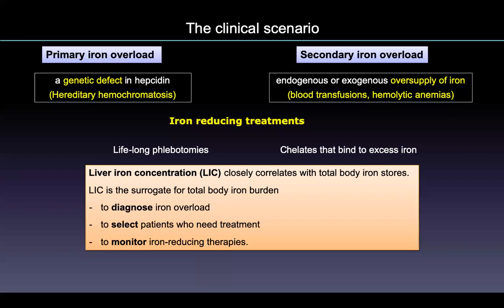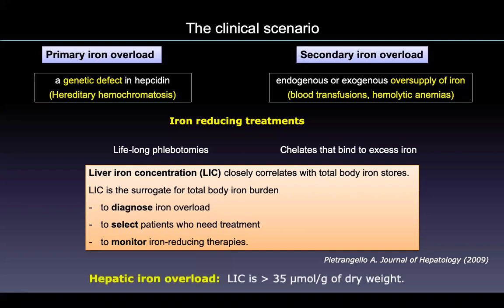And what is the relevance of measuring liver iron in these disorders? Well, liver iron concentration is closely correlated with the total body iron stores, so it has been used as a surrogate for the total body iron burden that is important to diagnose iron overload, to select the patients who need treatment, and to monitor these iron-reducing therapies.